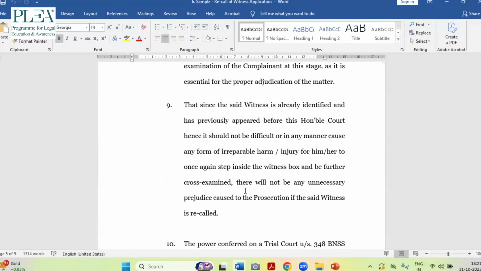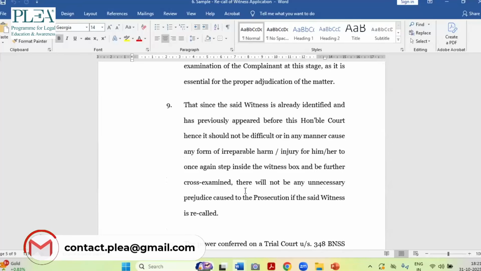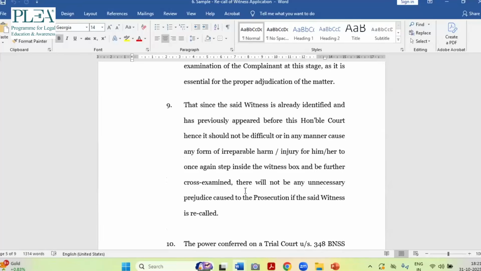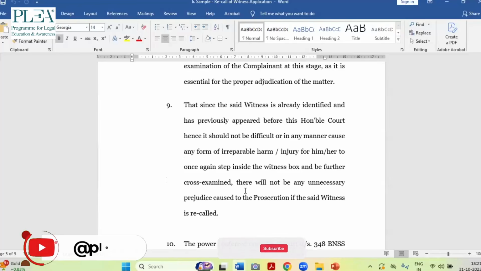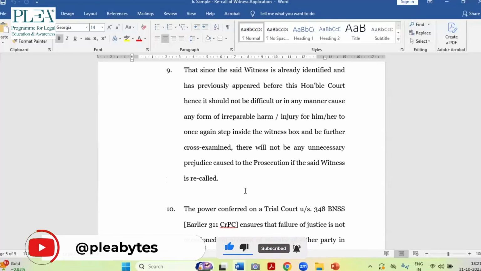So the witness in this case, if it was identified and previously cross-examined, it will not be difficult for him or her to come back into the witness box and be further cross-examined. So there will be no unnecessary prejudice caused to the prosecution if the witness is recalled.